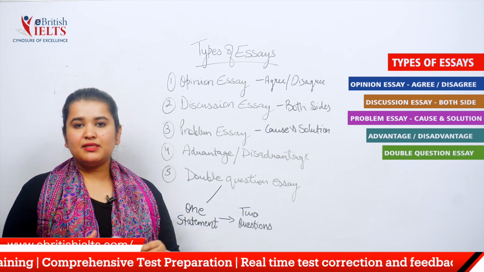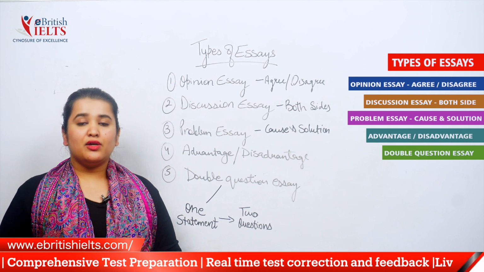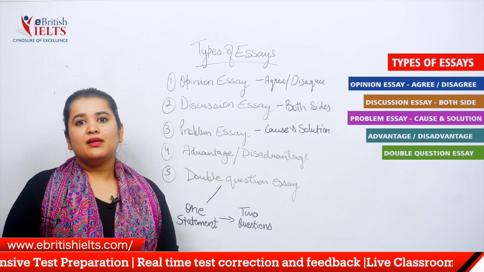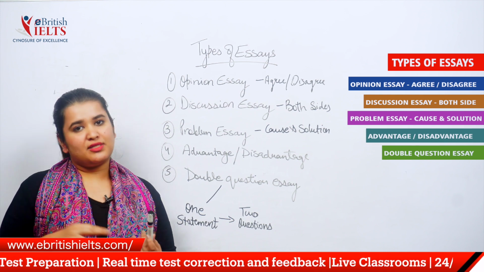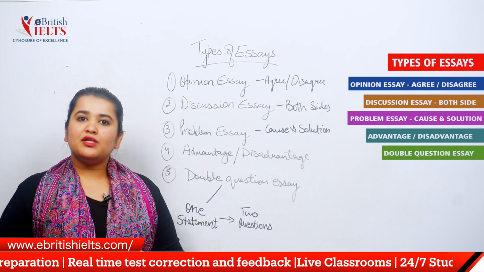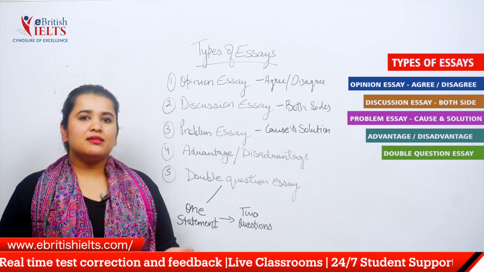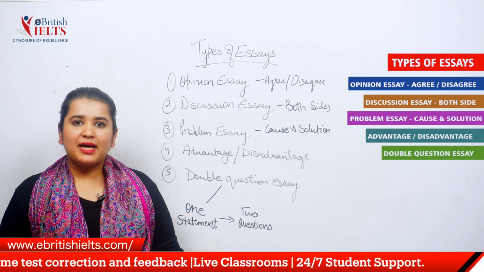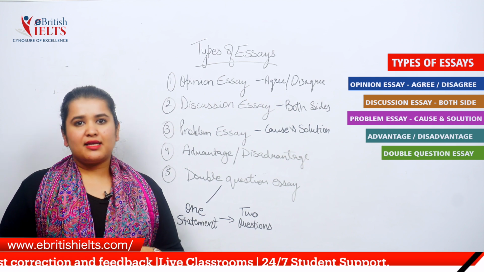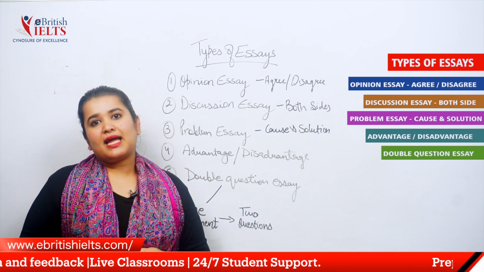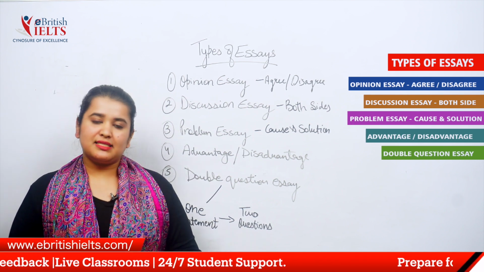So this is a statement. Then the question can be, do you agree to this? This is the first question. And the second question can be, what kind of people are successful? So this is the second question. So you have to make sure that you're answering both of them. If you skip one, then your answer becomes very irrelevant, very imbalanced, and it does not make a very good impression. So these are the 5 broad categories of essays that you can be asked in the writing task 2.